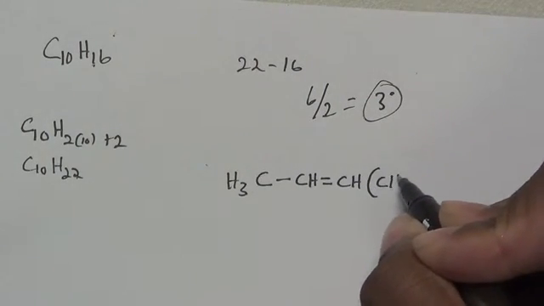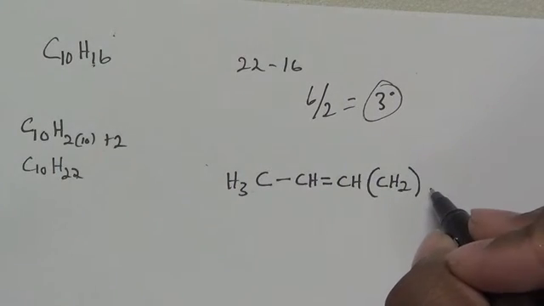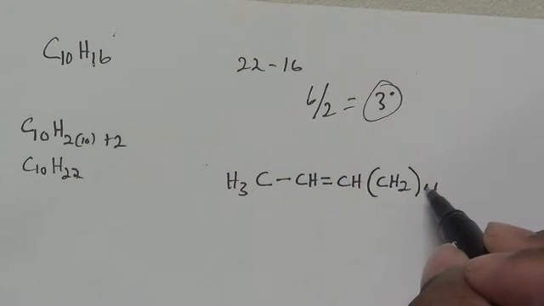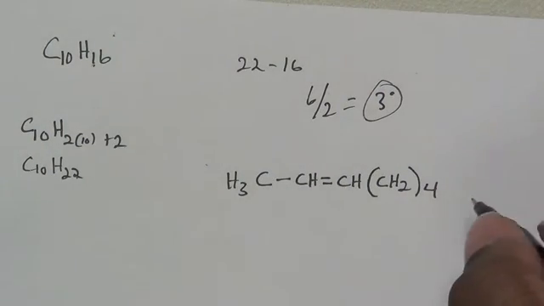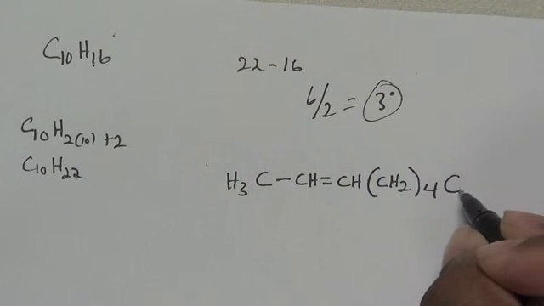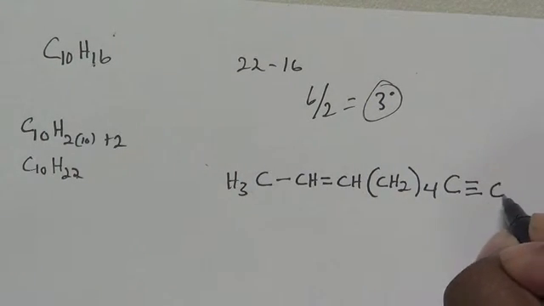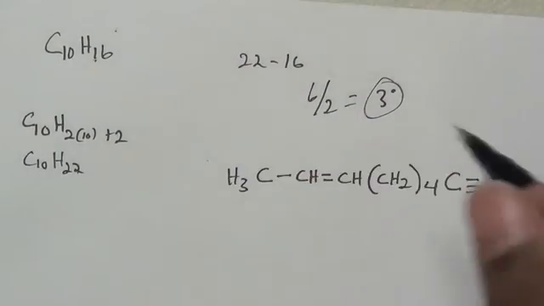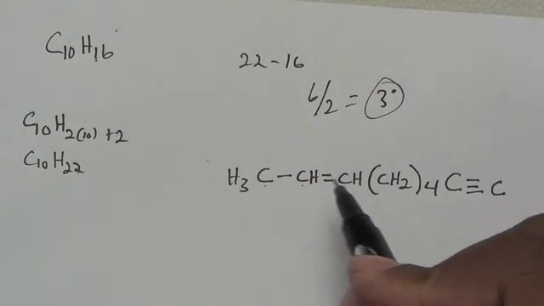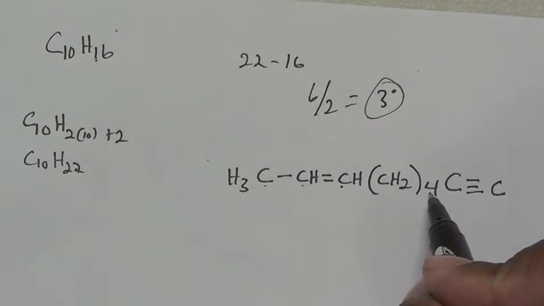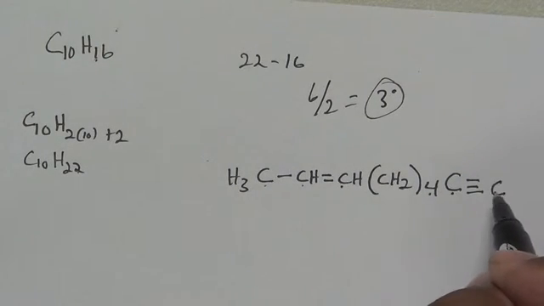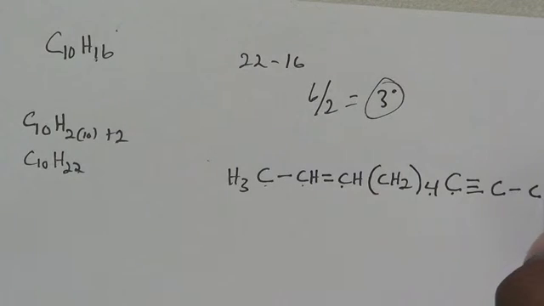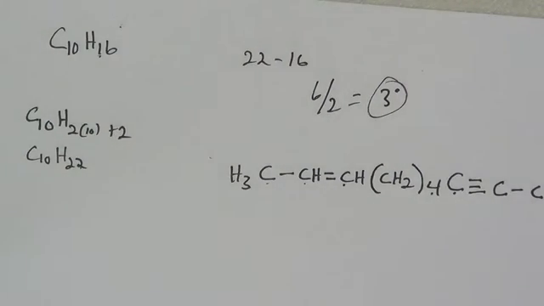I'm gonna say CH2 times what? 4. That'll give me 4 carbons and 5, 6, 7. Okay, then I'm gonna say C, 1, 2, 3. C. So how many carbons do I got now? I just need to get to 10. 1, 2, 3, 7, 8, 9, 10. Okay, that should take care of everything.